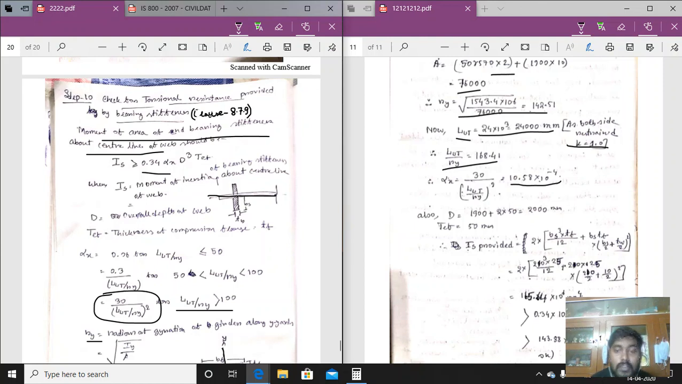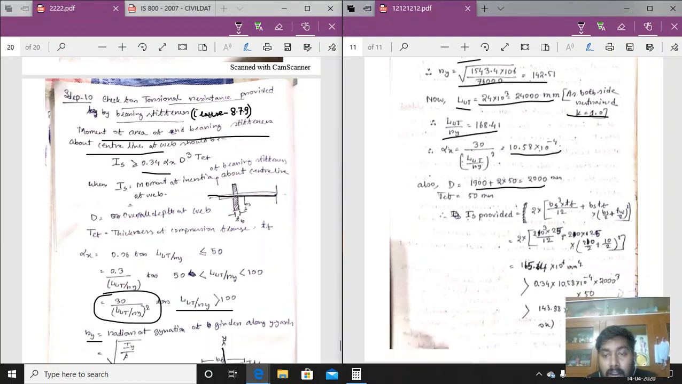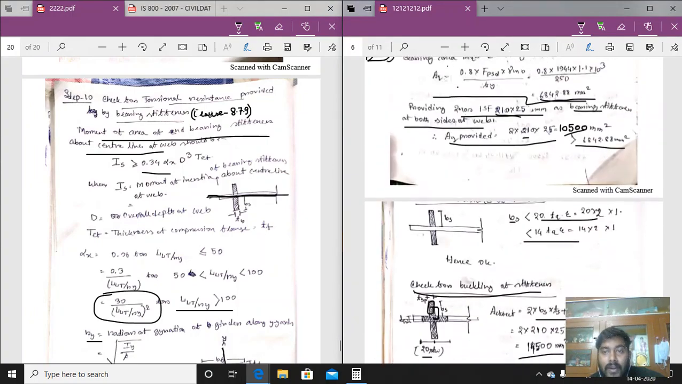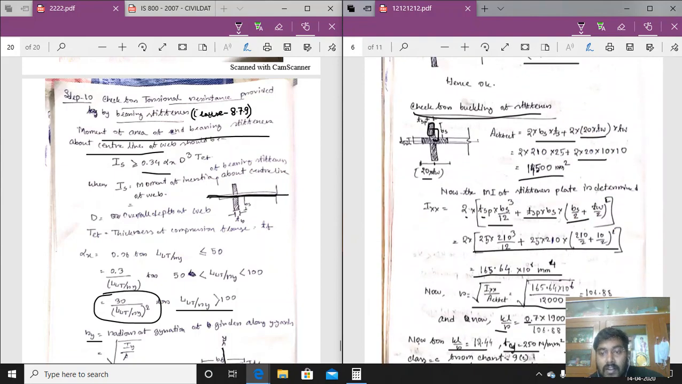TEF. So d is equal to the total overall depth, 2000 millimeter. TEF is the thickness of the flange, 50. So IS is provided. IS means the moment of inertia of the bearing stiffener about the web. That means at the central line of the web we have to calculate for the bearing stiffener. So putting the values here, we are getting 165.64. We have calculated that here also, the same value in the case of the bearing stiffener. So we are getting 165.64, the same value.